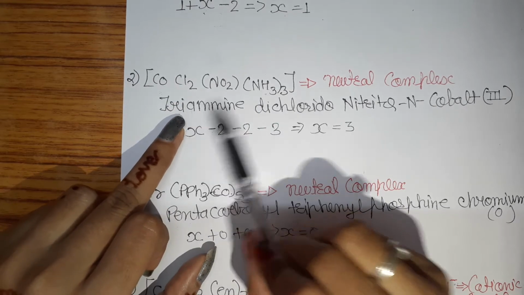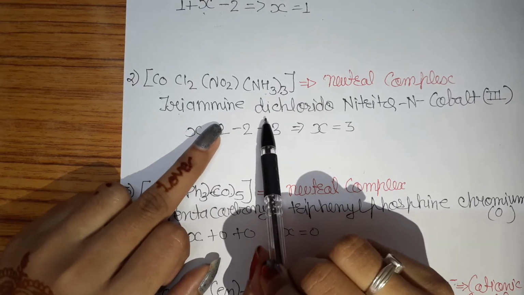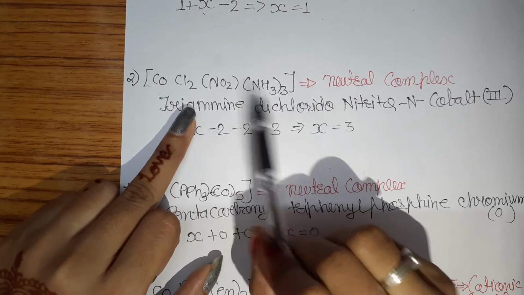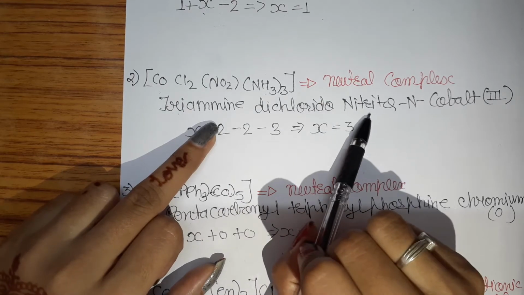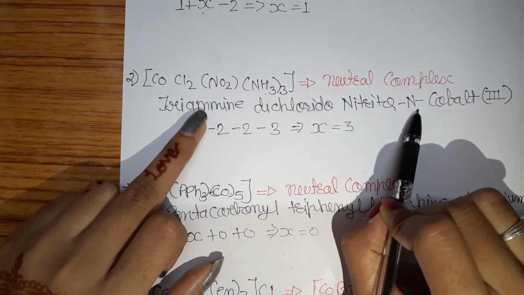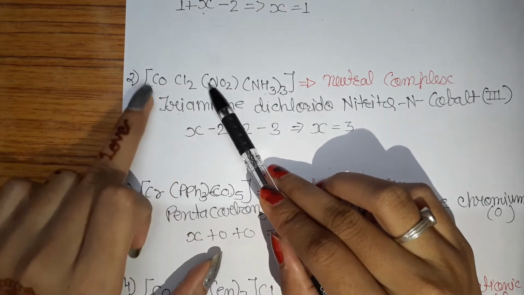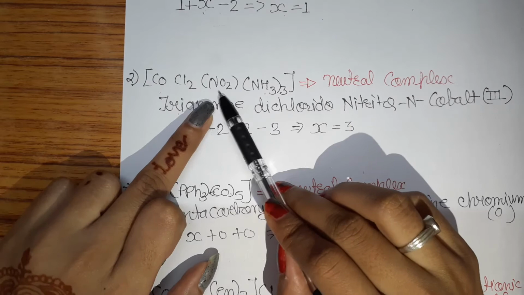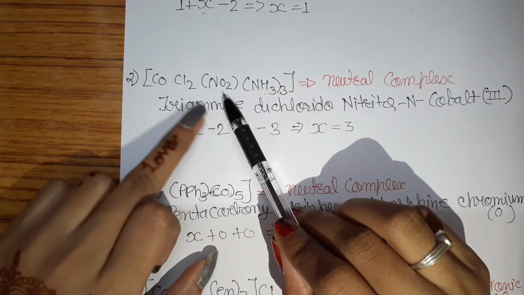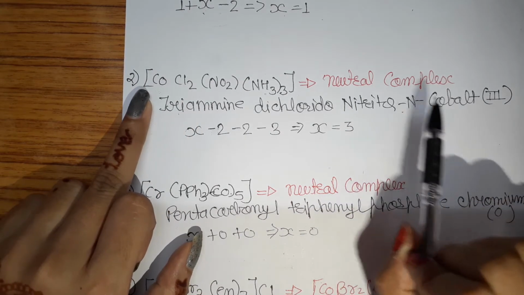So we write triammine because there are 3 ammine groups present. Then dichlorido. Why chlorido? Why have we added the O here? Because it is a negative ligand. Then nitrito. This is nitrito, NO2. Why has N been written here? Because it is attached through N to the central metal ion. NO2 can attach through O or N also. Here NO2 is attached by its N to the cobalt, that's why we write N here.